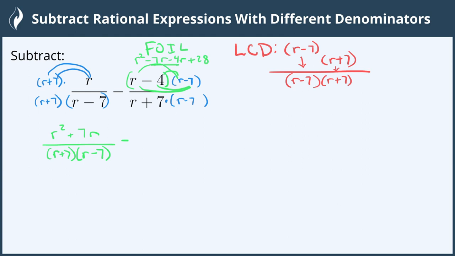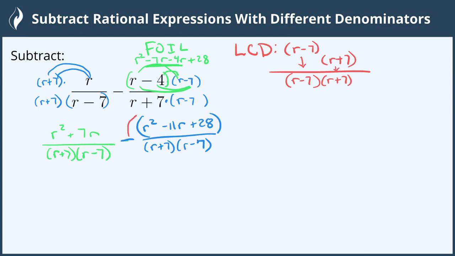We can combine these two together. Minus 4 minus 7 is a negative 11. So we have r squared minus 11r plus 28 over the lowest common denominator of r plus 7, r minus 7. Now we need to subtract, and we are going to be subtracting every single term over here.